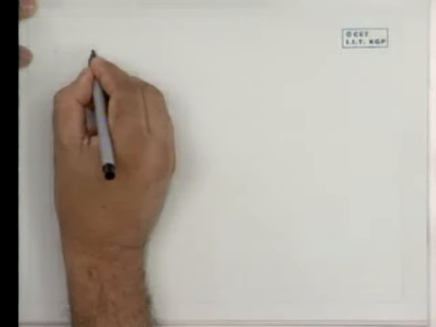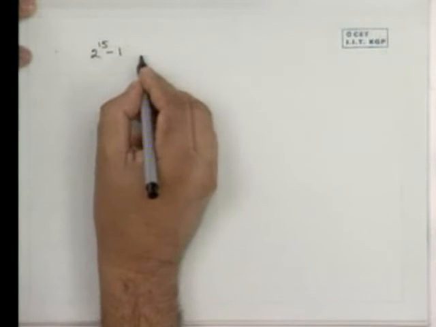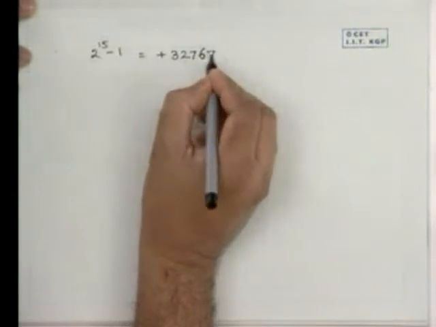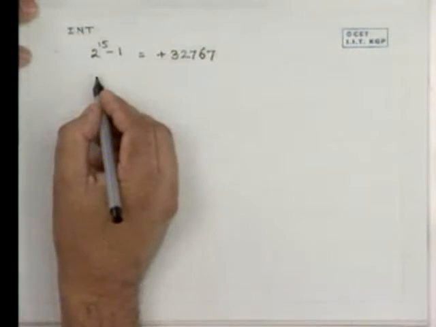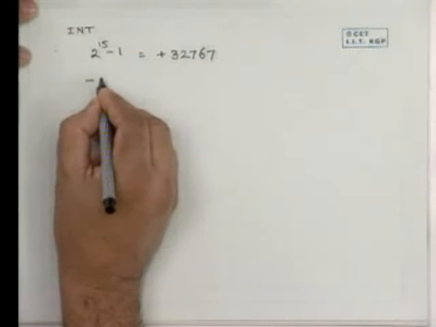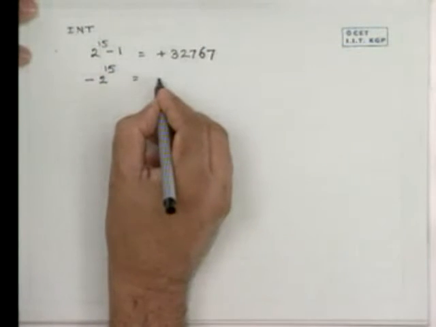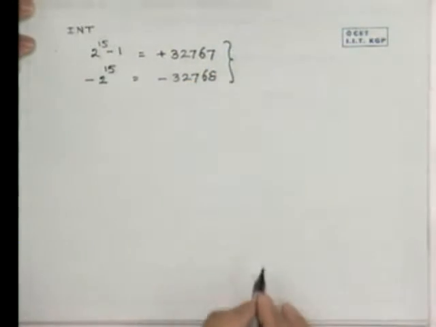So if we have a 16-bit number, which is in fact our integer in C, then we can go up to 2 to the power 15 minus 1, or the maximum positive number, which is +32767. This is in the case of a 16-bit integer representation. And on the negative side, we can go up to minus 2 to the power 15, which is -32768. This is the range that we can represent.